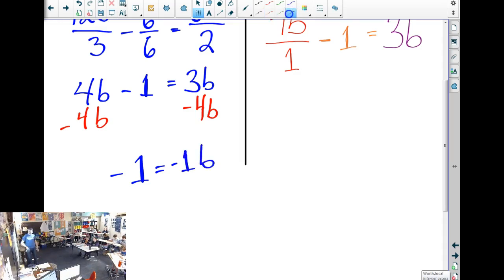I just wrote the same thing twice. -4b and then another -4b. So what does that mean b is? What times -1 makes -1? 1. Right? B has to be 1. Even if we divide here, a number divided by itself has to be 1. B is 1.